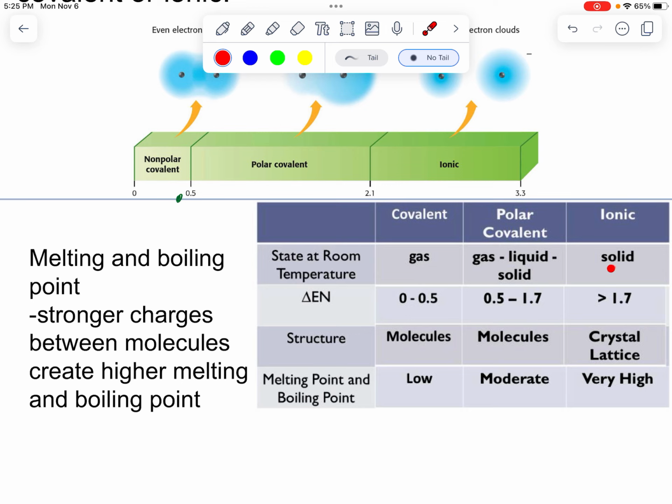And then anything ionic, this chart says greater than 1.7. I've seen more charts say greater than 2. So we'll say greater than 2 for ionic there. But anything greater than 2 is pretty much always a solid. There's really strong attractions because there's really strong positive and negative charges there.